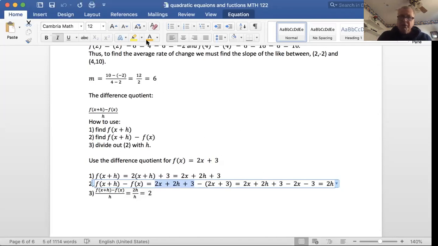Okay. Hopefully this helps you out a little bit. And again, expect tomorrow some graphics related to piecewise defined functions.